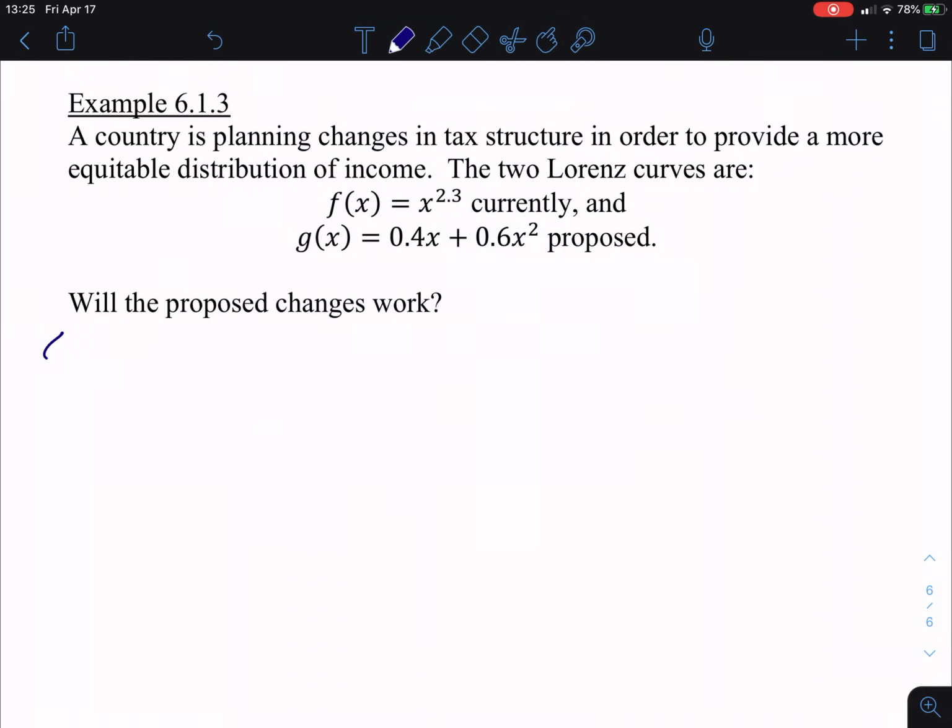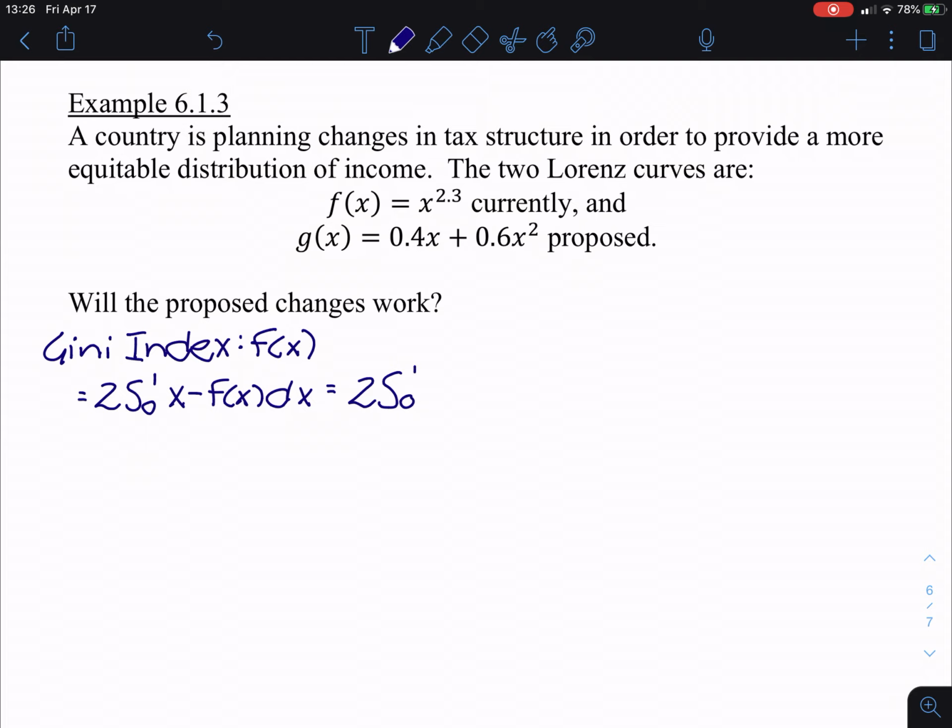Let's take a look at the Gini index for f of x. Remember that the Gini index is equal to 2 times the integral from 0 to 1 of x minus f of x dx. So in this case, we have 2 times the integral from 0 to 1 of x minus x to the 2/3 power dx.